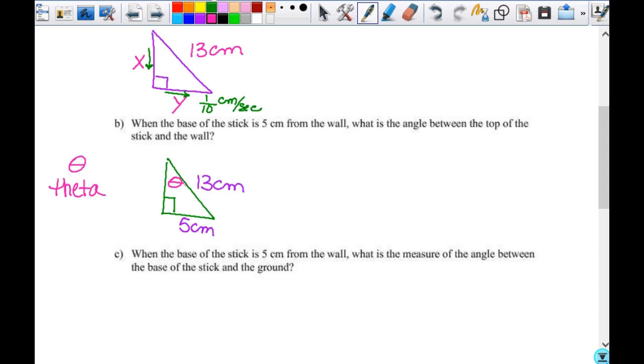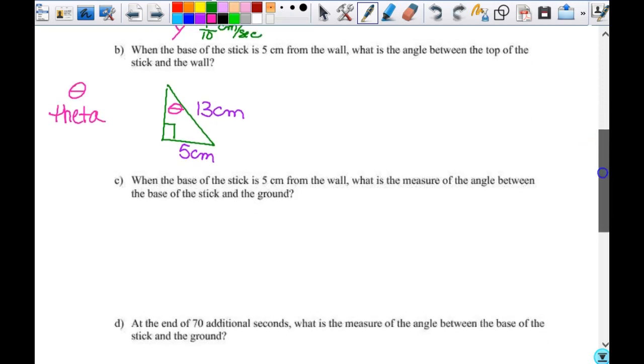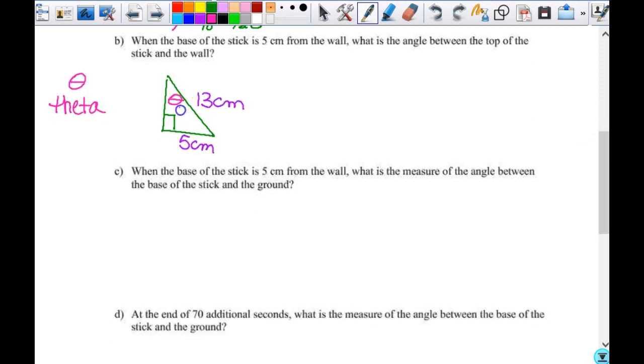Okay? So now I can solve this, and I can't do Pythagorean theorem or anything else like that. I'm going to have to use some trig. So this is my what? Opposite. This is the what? Hypotenuse. What uses opposite and hypotenuse? Sine. So this is the sine of what? Theta. Good. Equals the opposite, which is 5, over the hypotenuse, which is 13.